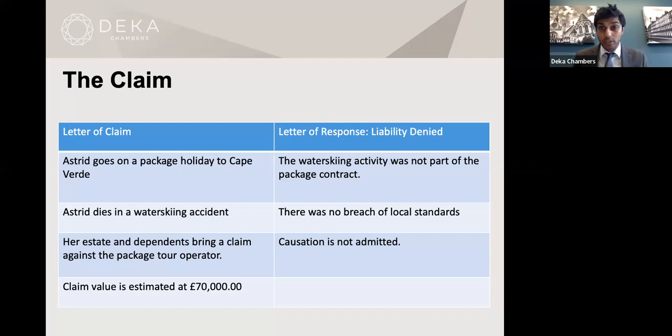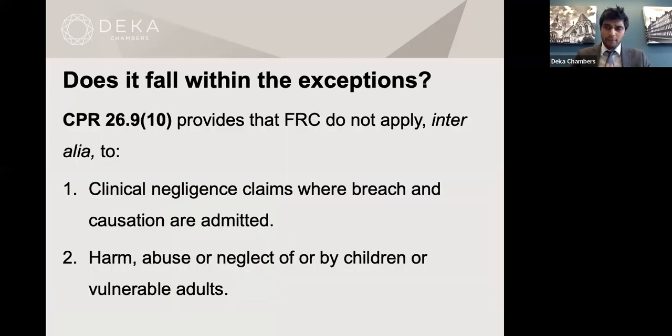First, that the water skiing activity was not part of the package contract; second, there was no breach of local standards; and third, causation is not admitted or indeed denied. So that's our case. So what do you do when analysing the crazy world of fixed costs? First thing, does it fall within any of the exceptions?